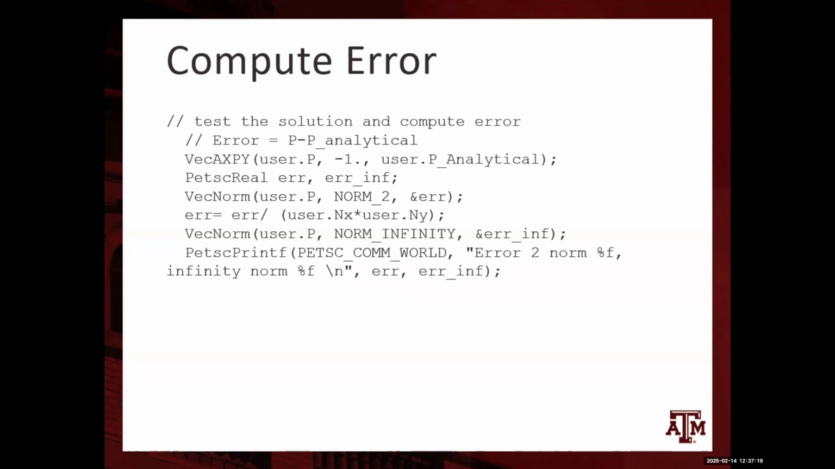At the end, we can also calculate the error with some PETSc subroutines. VecAXPY subtracts two vectors from each other. So AX minus PY, that's p minus p analytical, and stores it into the user p. Then we can take the norm of this, and that's our error norm. And then you can also print that.